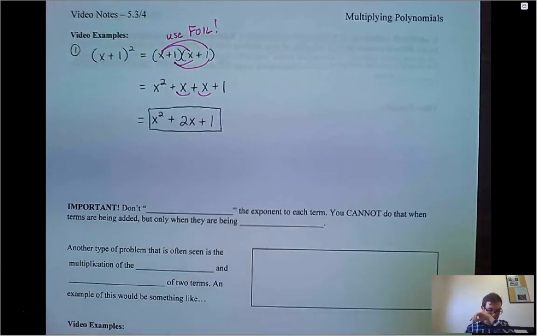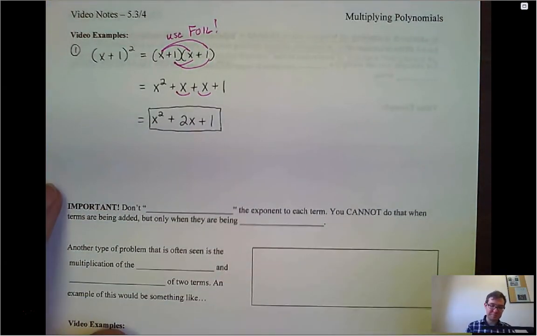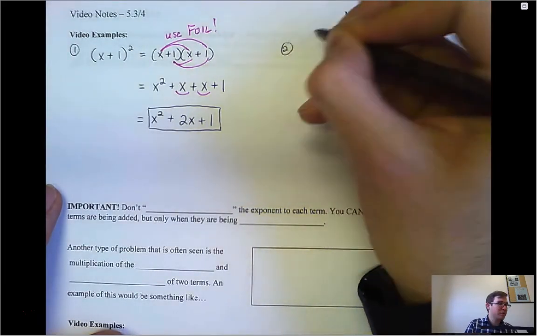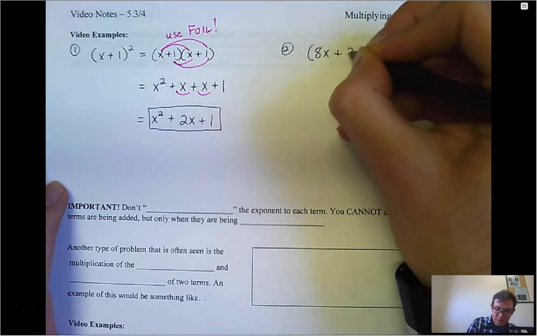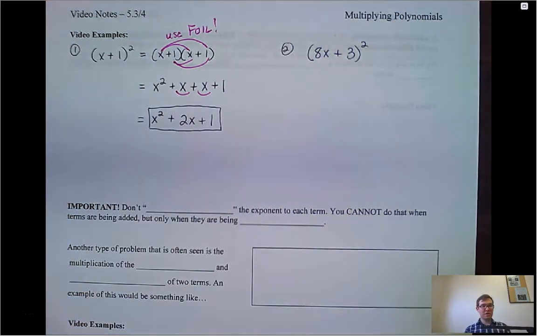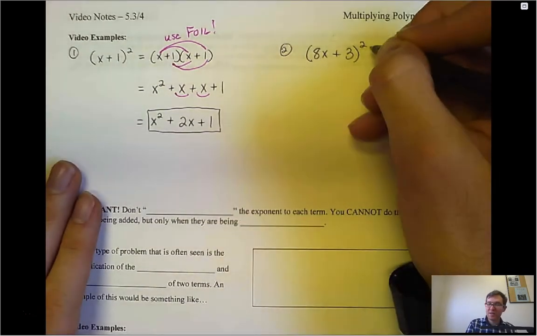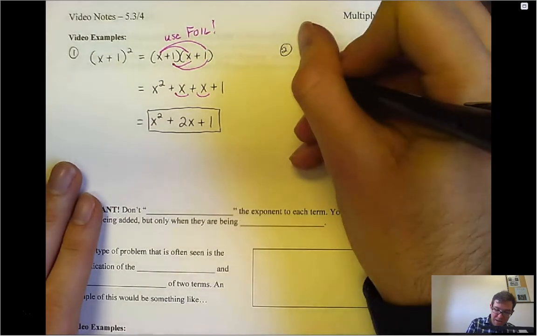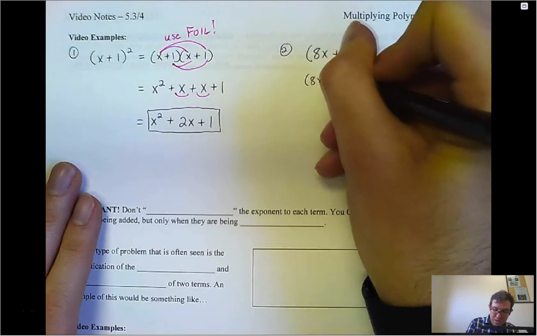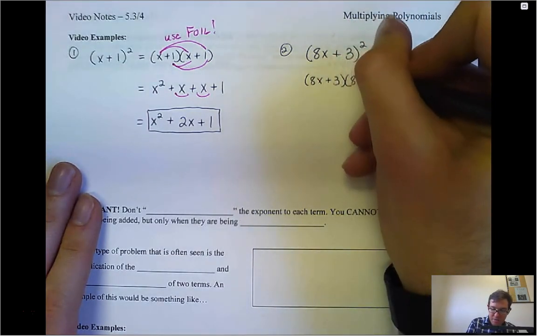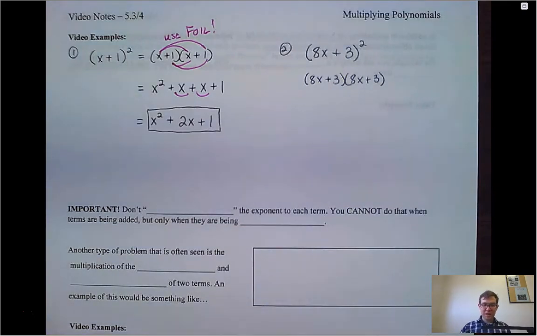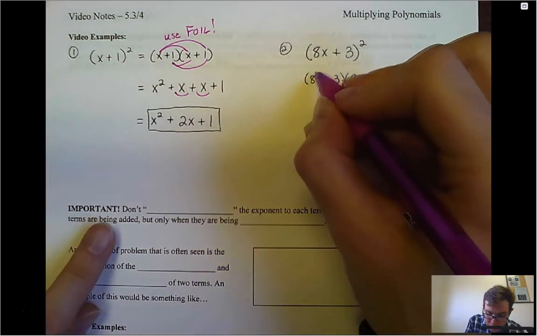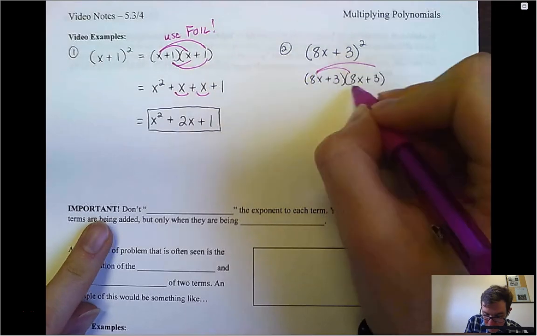Okay, so x squared plus 2x plus 1. Just another example. Let's look at 8x plus 3 and the quantity squared. So again, it's the same thing. It's saying that we have 8x plus 3 times itself, 8x plus 3. So again, we're going to use FOIL. So we'll do first, outer, inner, last.